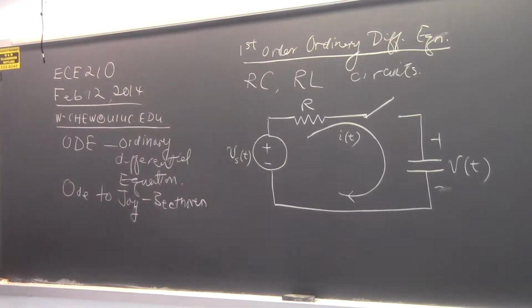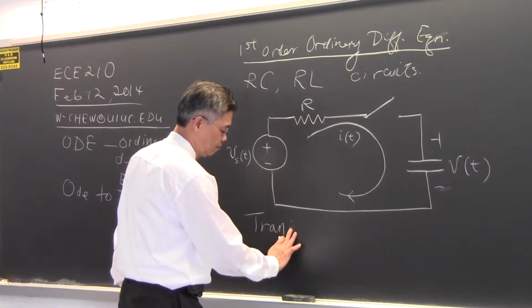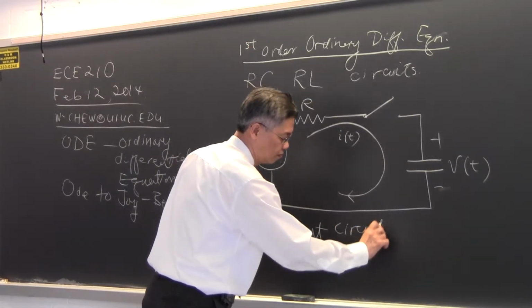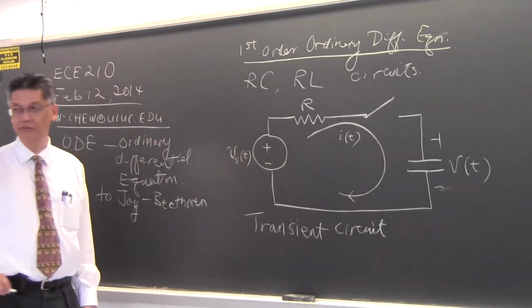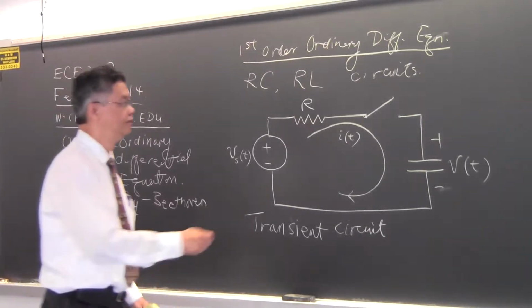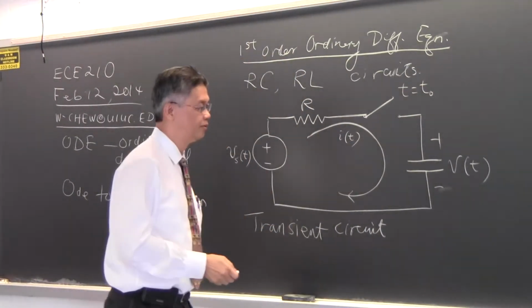And this is usually called a transient circuit. The transient circuit is a circuit that is time varying, which is not a constant of time. So at t equals t0, we turn this switch on. We can ask ourselves what happens.